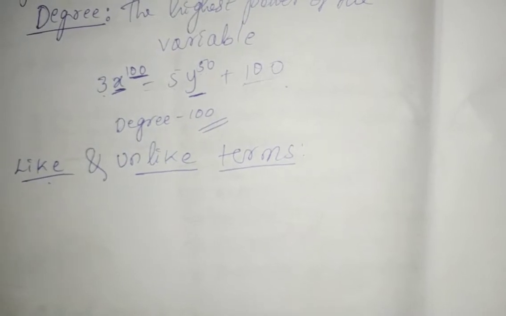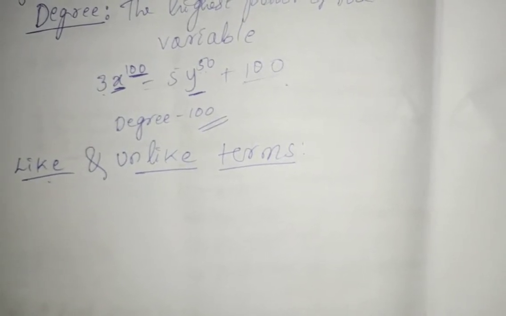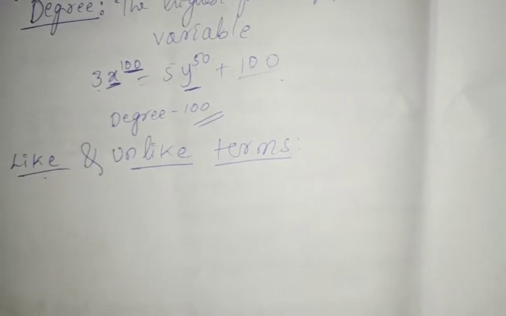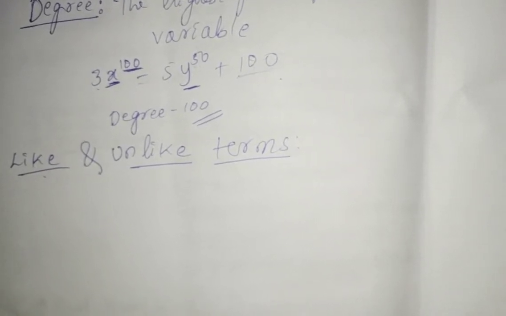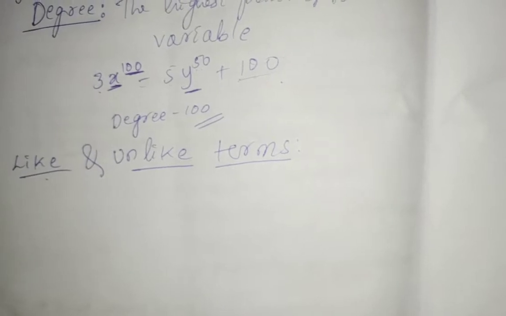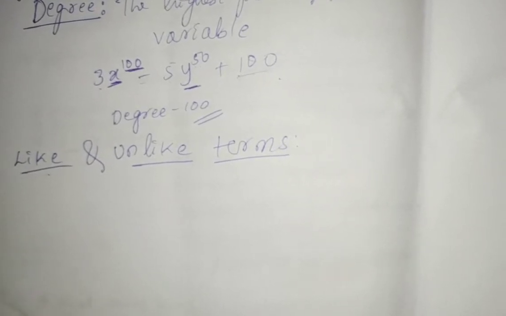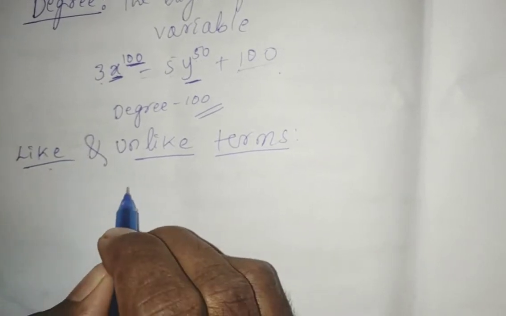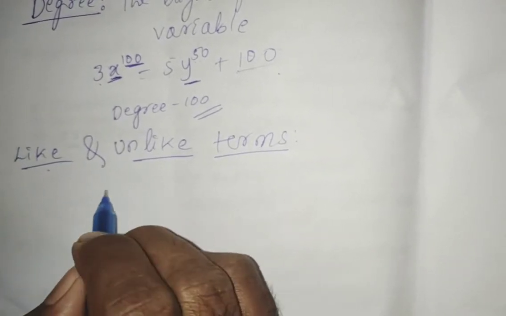Here, first of all, we have to revise that concept. We studied the same concept in fractions, like fractions and unlike fractions. In fractions, what did we study? Like means the denominator should be the same. But here also the same thing. Like means variables and powers are the same.